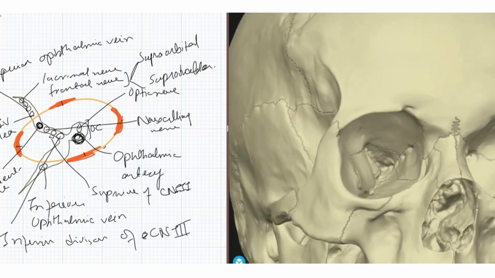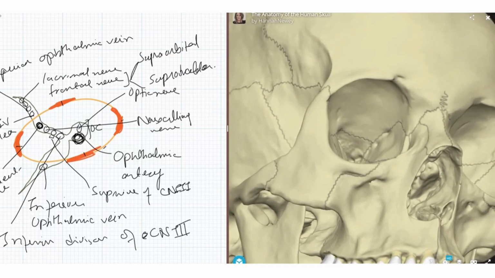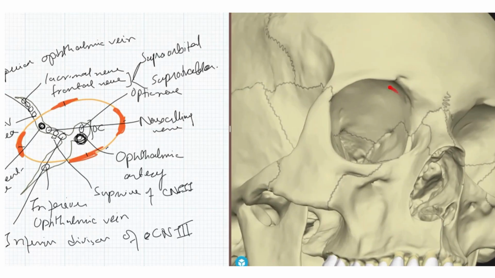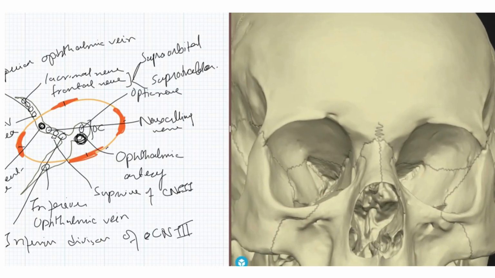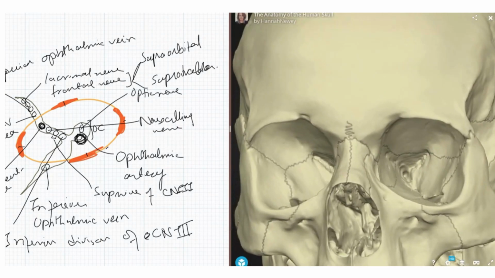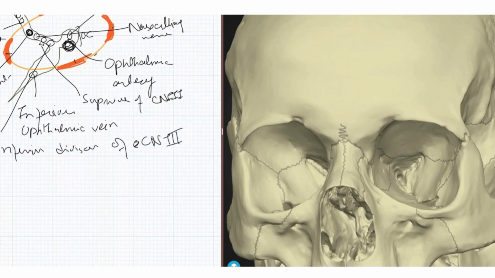Now, we have a slight indentation over here at this point. This indentation right over here is for the pulley for the superior oblique muscle. Right at this point, we have this point over right here called Whitnall's tubercle. Let me write it for you. Whitnall's tubercle.